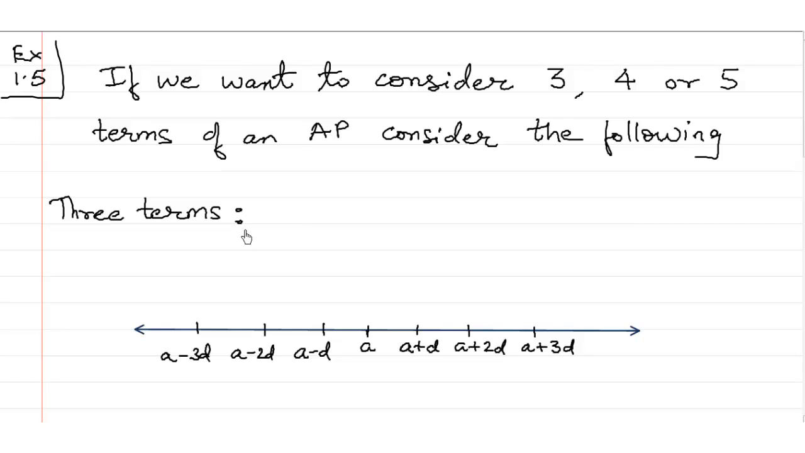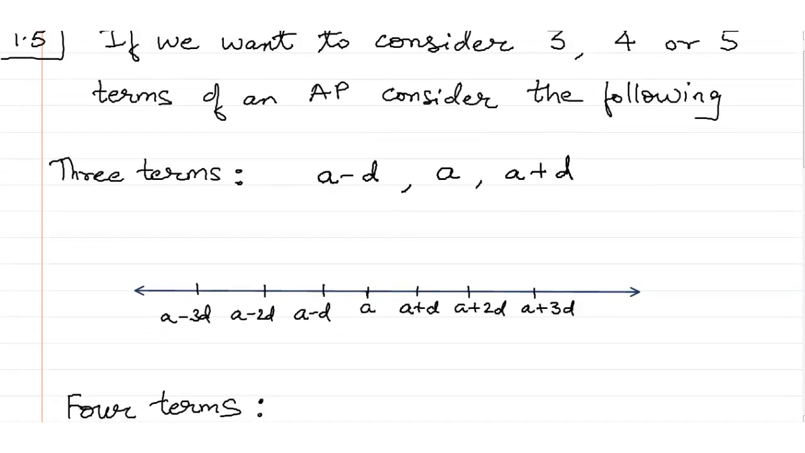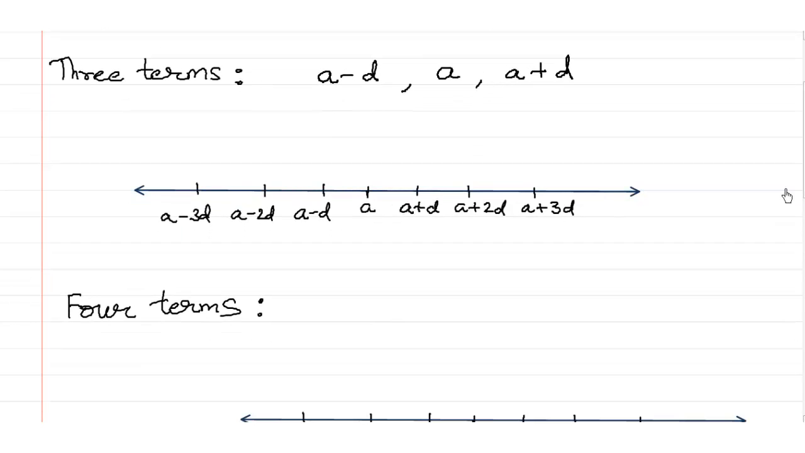In exercise 1.5, we study that if we want to consider 3, 4 or 5 terms of an AP, we consider the following. Suppose there are 3 consecutive terms in an AP, then we take the middlemost term as A, we take the previous term as A minus D, and we take the last term as A plus D.